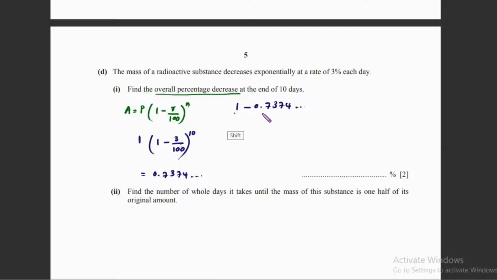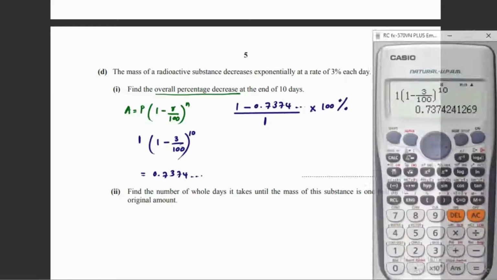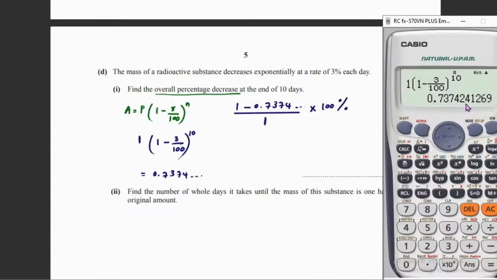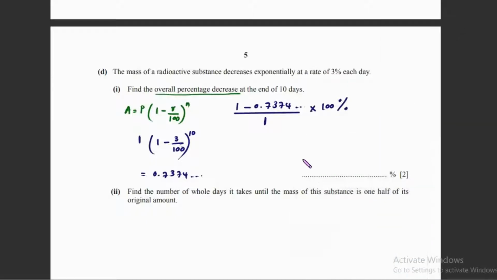I'm going to write it over the starting amount, and then I need to multiply by 100% to convert it into a percentage. The starting amount is 1. From that 1, I'm going to deduct the amount that I got. This is by how much it has decreased, but I need to write it as a percentage, so I need to multiply it by 100. When I do that, I get 26.2575. I can round it to 2 decimal places and write it as 26.26%. So this will end up giving us 26.26%.